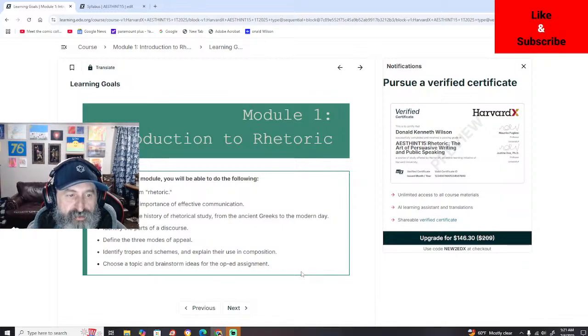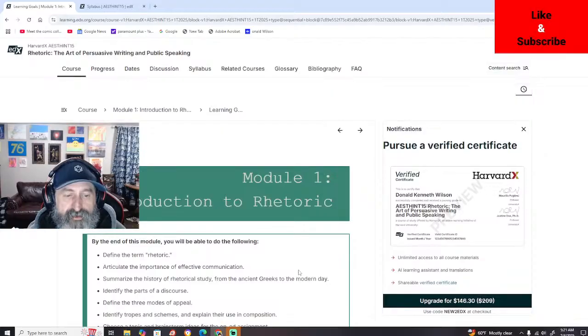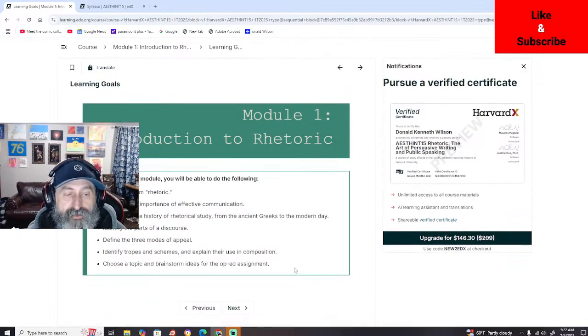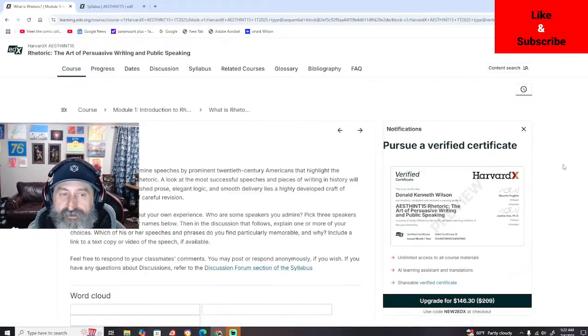Module 1, Introduction to Rhetoric. By the end of this module, you will be able to do the following: define the term rhetoric, articulate the importance of effective communication, summarize the history of rhetorical study from the ancient Greeks to the modern day, identify the parts of discourse, define the 3 modes of appeal, identify tropes and schemes, and explain their use in composition. Choose a topic and brainstorm ideas for the op-ed assignment. Okay, boom, let's do this.